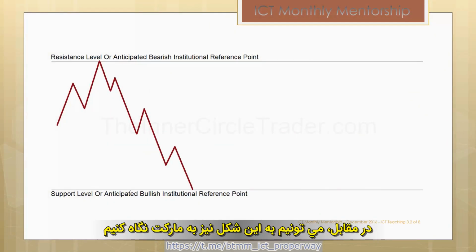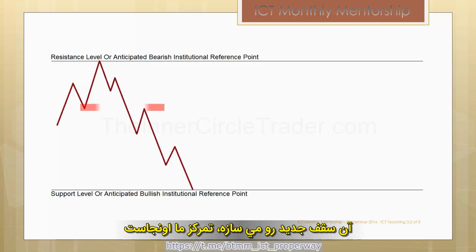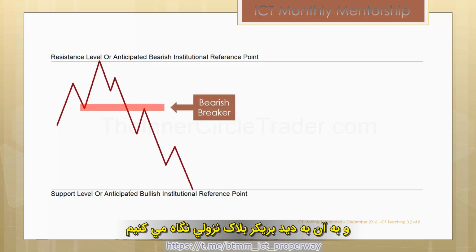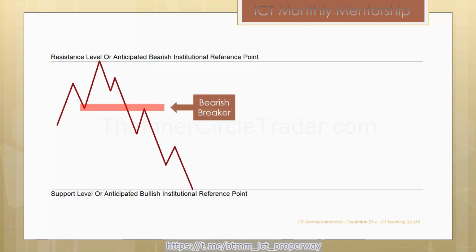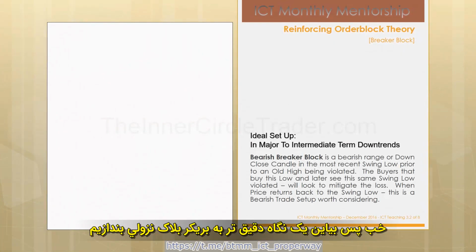Contrarianly, we can look at the market in this way. When the market trades higher and takes out an old high and then breaks below the low that makes that new high, our focus is there, and we view that as a bearish breaker. Okay, so take a closer look at a bearish breaker.